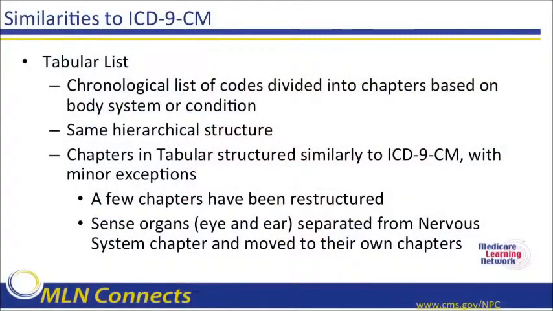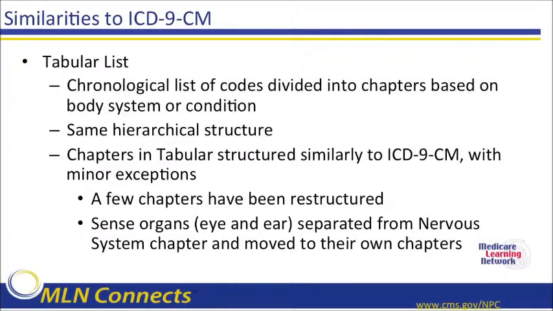It sounds like a big change. Are there any similarities to ICD-9? As indicated on the next few slides, ICD-10-CM has a number of similarities to ICD-9-CM. In both code sets, the tabular list is a chronological list of codes divided into chapters based on the body system or condition. Both code sets have a hierarchical structure.